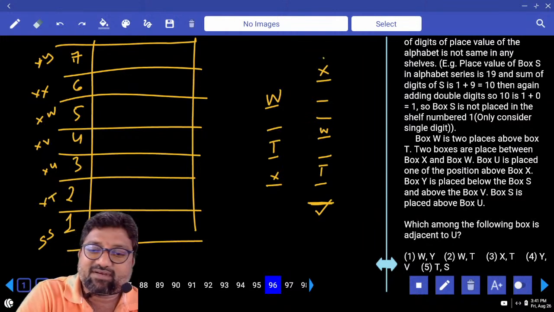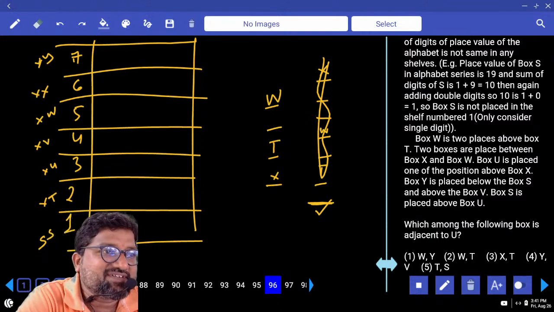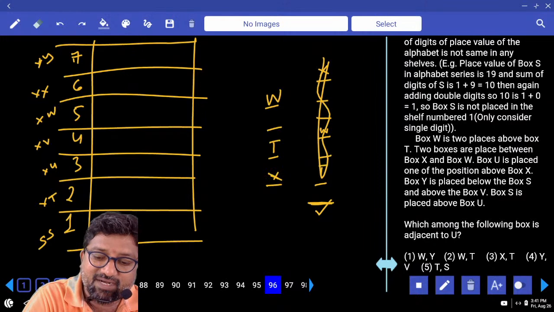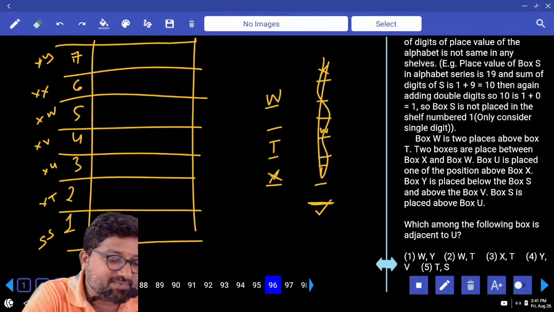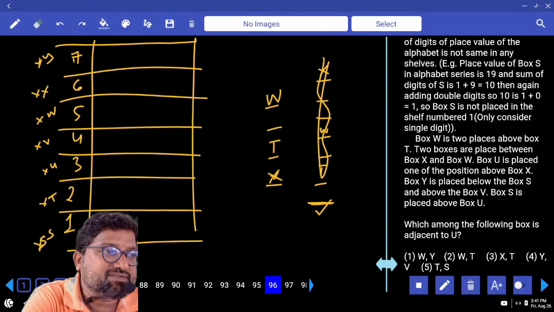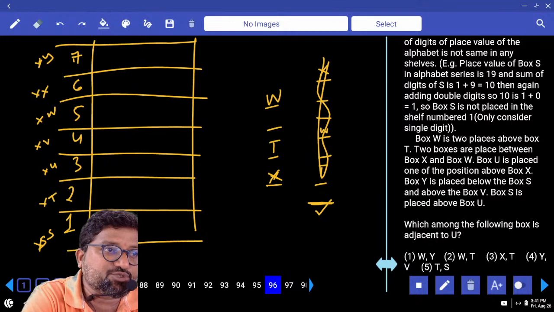No, right? This is waste, useless. That's it. Yes or no? Now tell me, can I take x in the first place? If I take x in the first place, t will be in the second place, whereas t should not be in the second place. Correct?